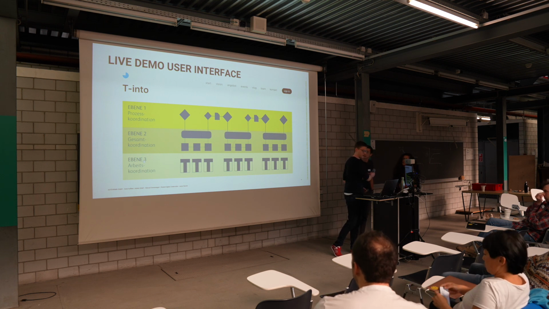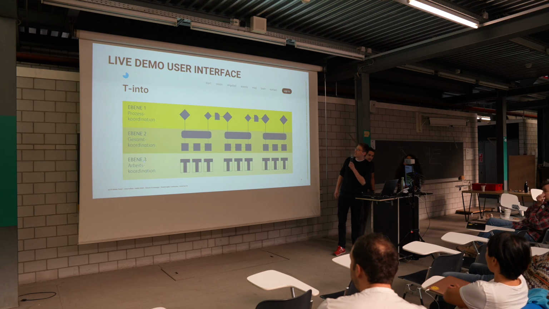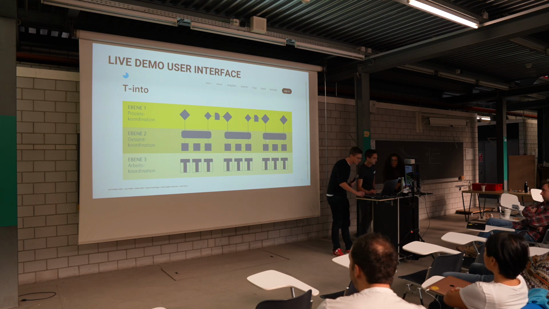Ah, we zijn toch zo geclear. Zo. Ah, dat is een screenshot.